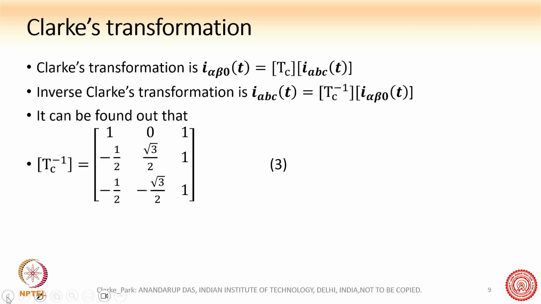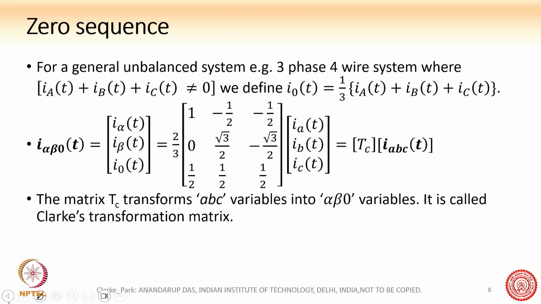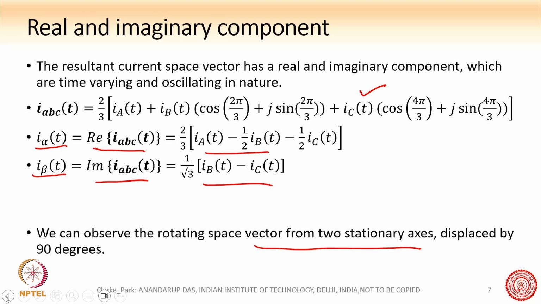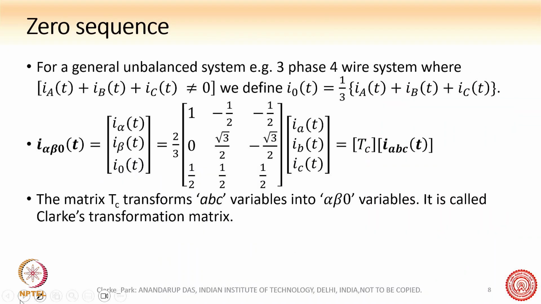Now going back to this one, we see that I alpha and I beta, if you observe them from two stationary axes which are displaced by 90 degrees, are sinusoidally varying with time. Now for a more general case, suppose we take a 3-phase 4-wire system where IA plus IB plus IC is not equal to 0.